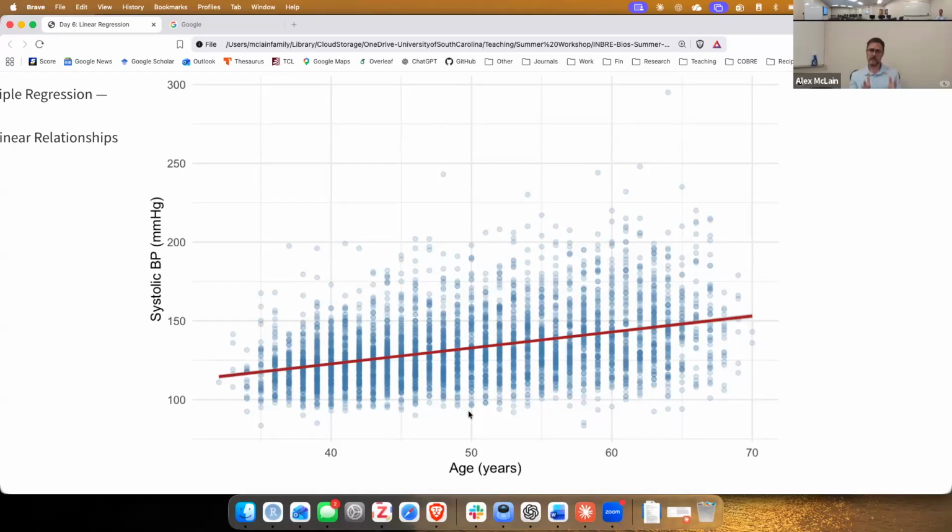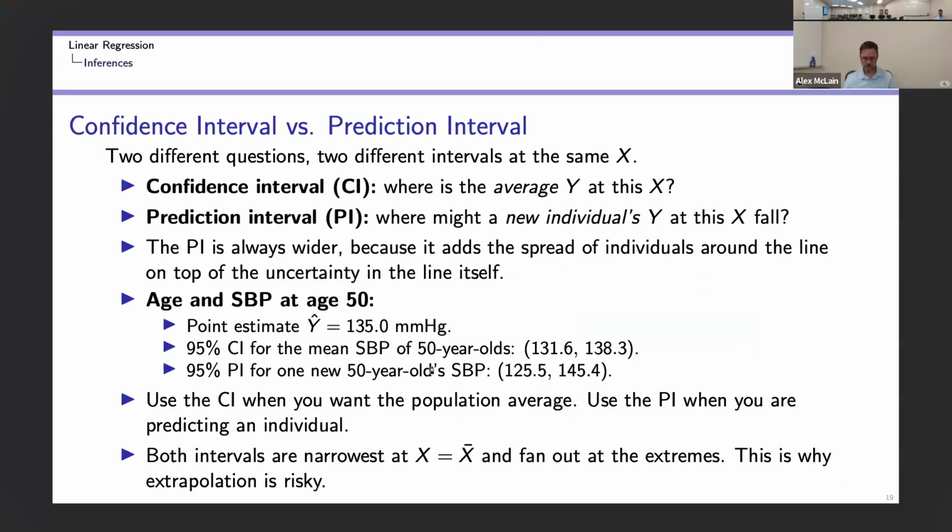So that's what a prediction interval is going to tell us. It's going to tell us where the actual data are going to fall for this particular value of x. It's going to be much wider than the confidence interval. So in this example, for 50-year-olds, the predicted value is 135. The confidence interval is pretty tight around there. The prediction interval is going to be much wider than the confidence interval.